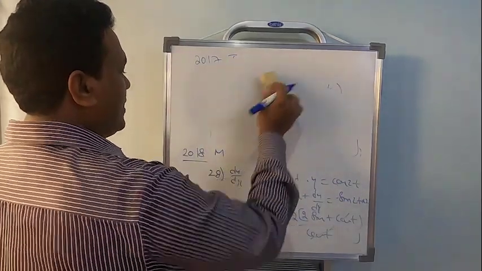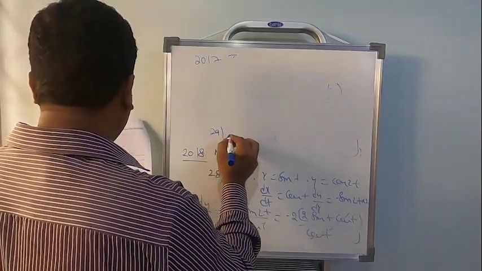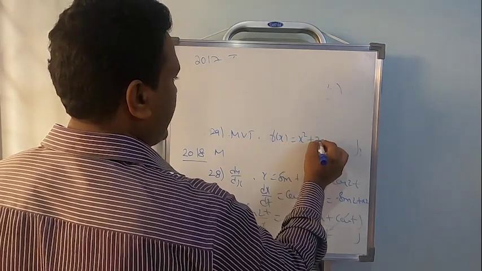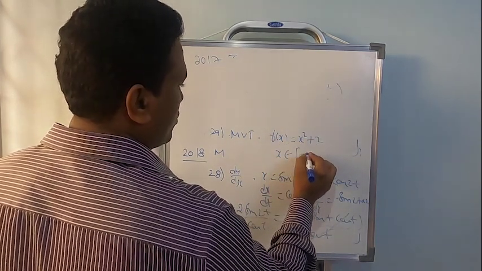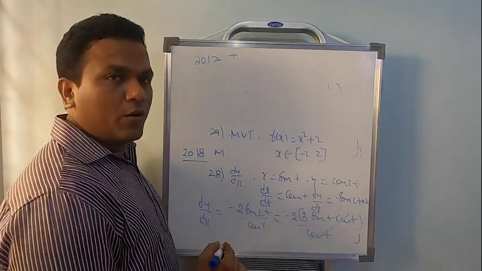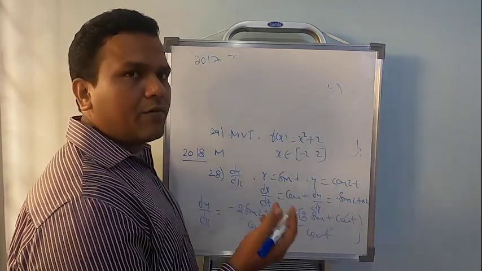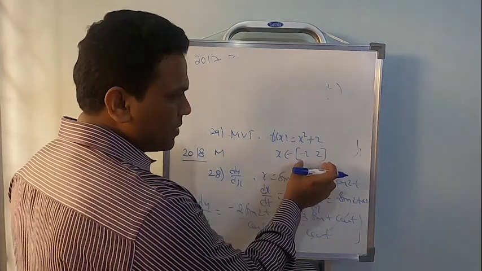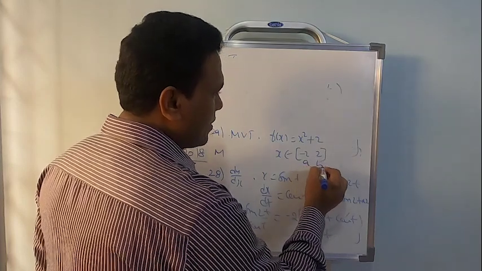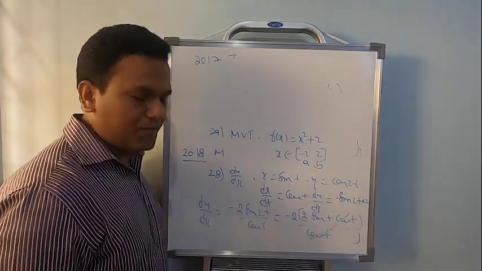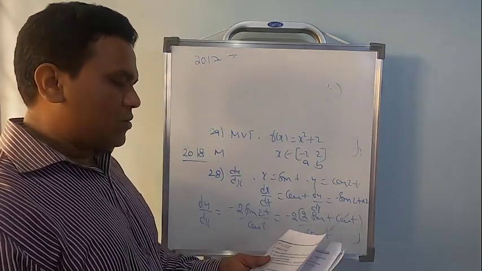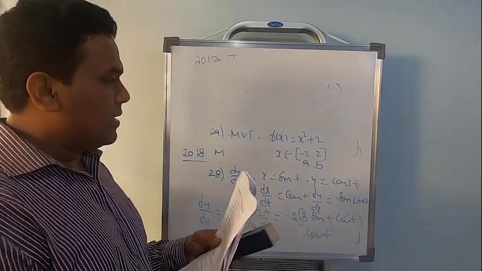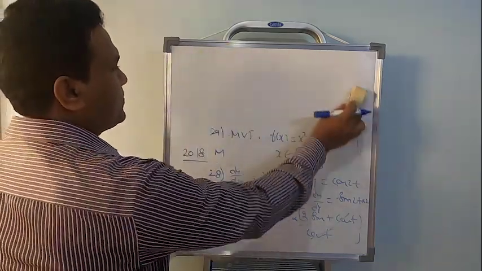So problem number 29 in the same year, it was verifying mean value theorem for the function f of x equal to x square plus 2, where x belongs to the closed interval minus 2, 2. Don't get worried, intervals will be given in different formats. Sometimes they will give a equal to something and b equal to something. Sometimes in the form of a closed interval. So the value of a, the value of b. So verify mean value theorem. Okay. So that's 2018 March. Now let's go to 2018 June.